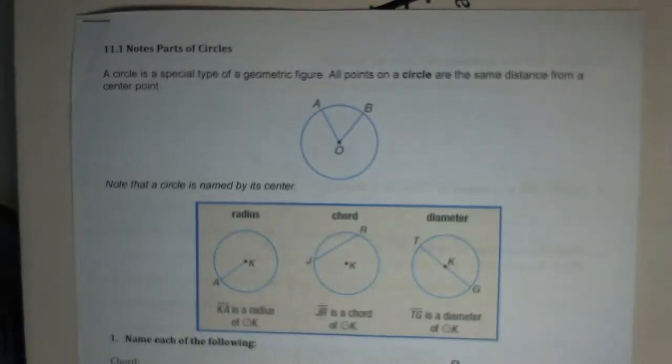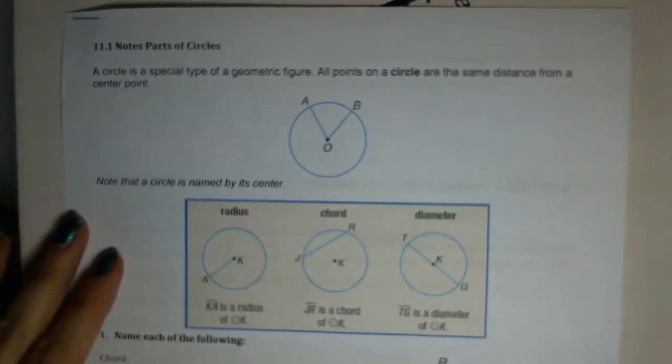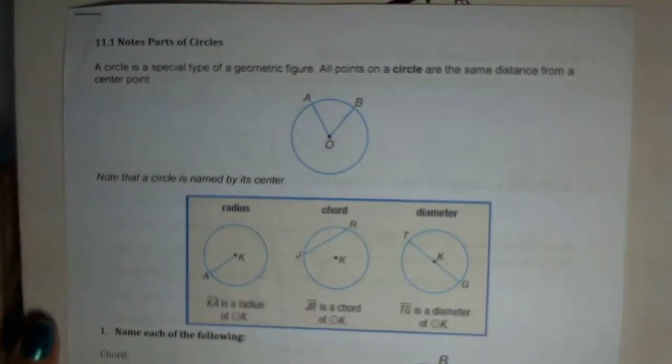Okay, guys, so here's what your 11 notes should look like. 11.1 is parts of a circle. This should be something you've probably learned before in the past at some point, but we're going to go over it again today and start this new chapter. So a circle is a special type of geometric figure. All points on a circle are the same distance from a center point.